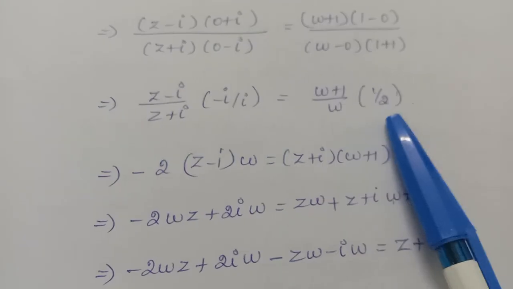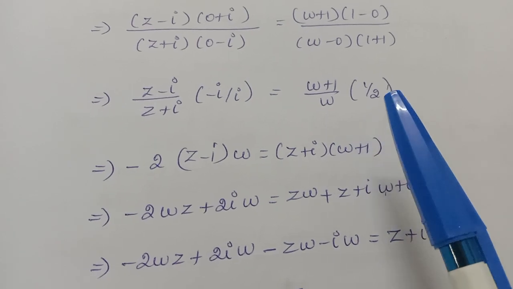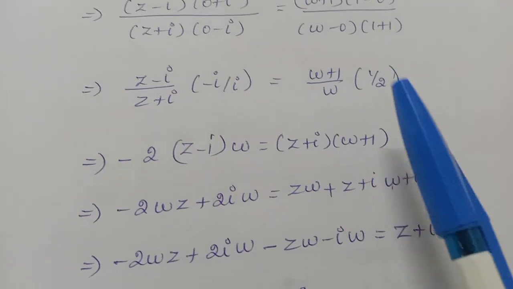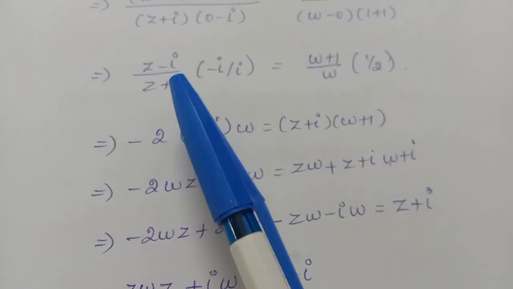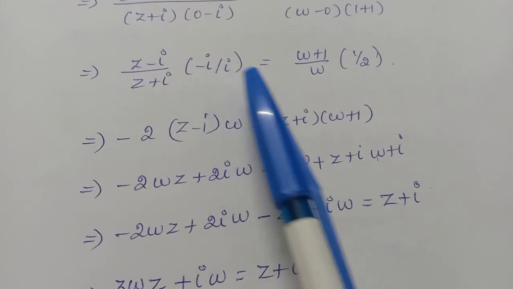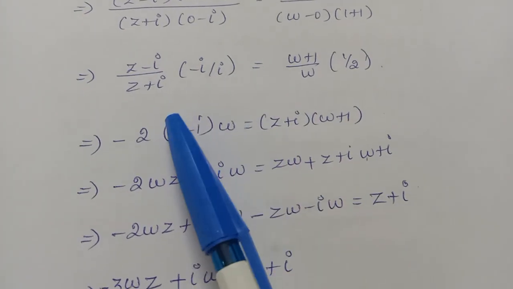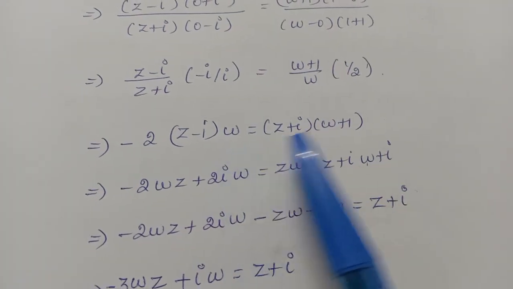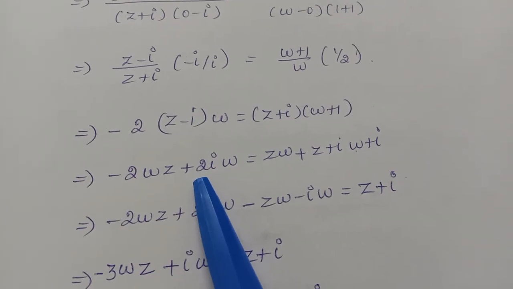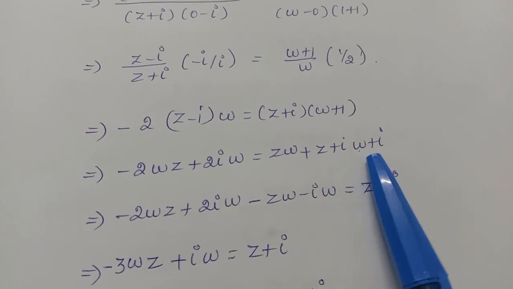So let us cross multiply. How should you bring the final answer? It should be of the form W equal to (AZ plus B) by (CZ plus D). In that form only you have to bring it. So for that I am doing all these simplifications here. Bring this 2 to this side. It is already minus 1 here, no? So minus 2 into (Z minus i) into W equal to (Z plus i) into (W plus 1). Just I am cross multiplying and simplifying. So minus 2WZ plus 2iW is equal to ZW plus Z plus iW plus i.